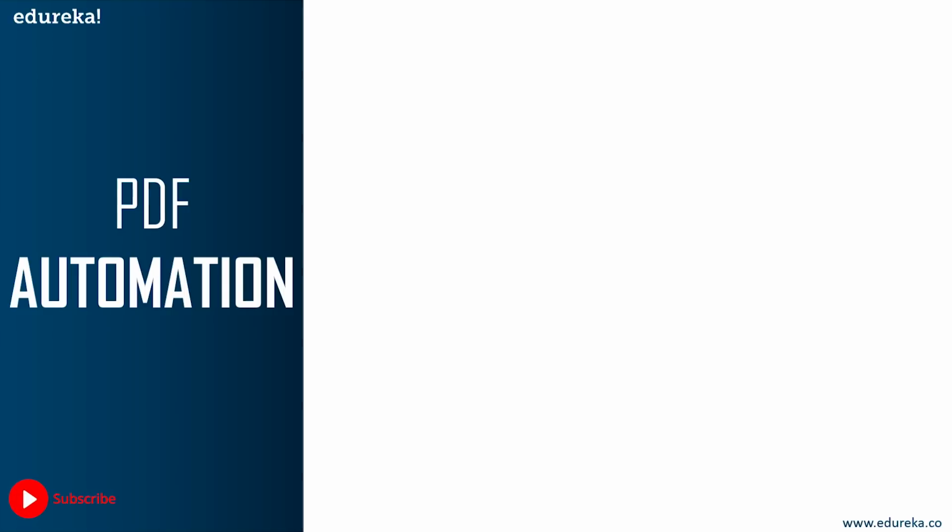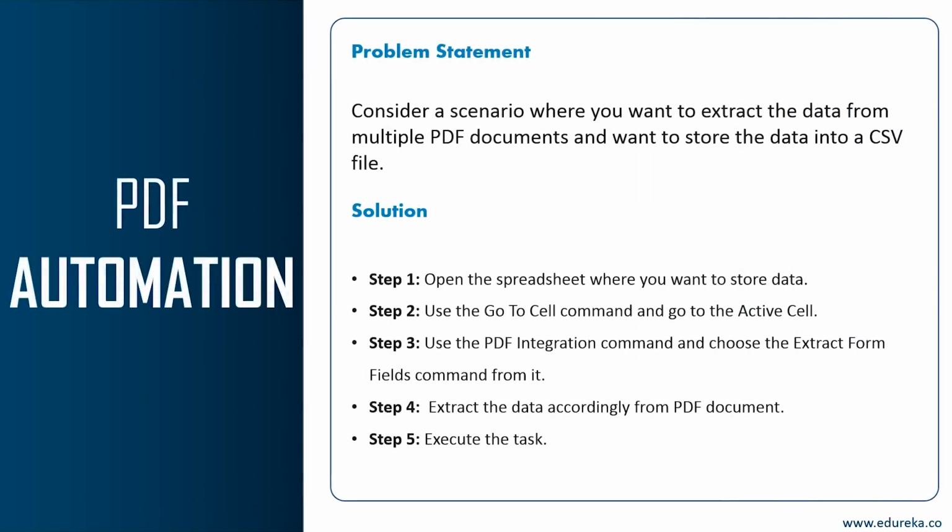Now PDF automation is also one of the most popular automations in the industry, as I was talking about before. PDF automation is generally used where you want to merge multiple documents into a single document, or maybe you want to extract data from multiple documents and then store it into a specific file, or maybe you just want to extract data until a specific page in a document and so on. So what we're going to do is extract the data from multiple PDF documents and then store it in a CSV file.